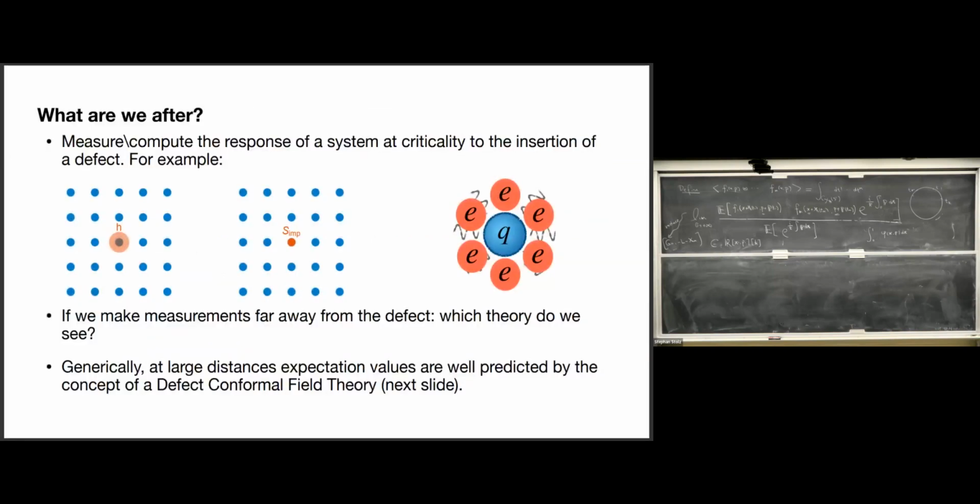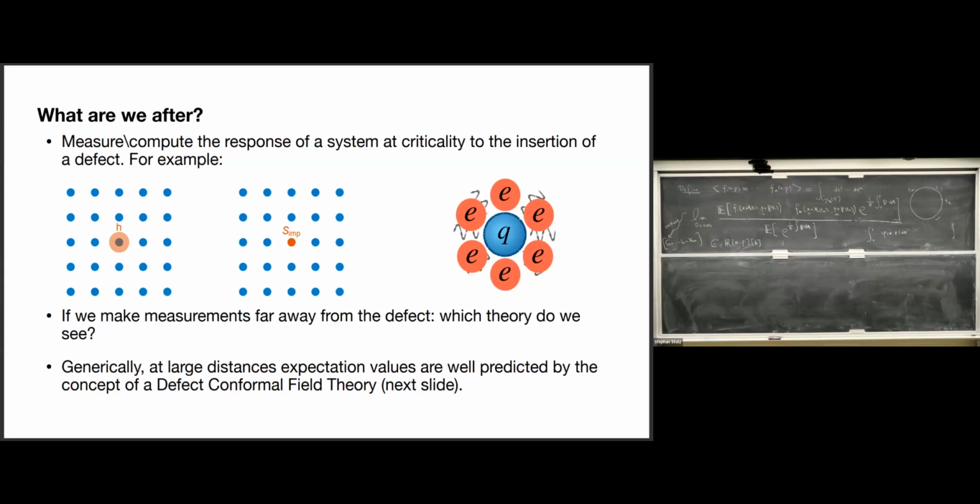And to better explain the motivation, let me elaborate on what we are after. We would like to measure or compute the response of a system that sits at criticality, namely some quantum critical system at zero temperature, for example, to the insertion of a defect. You can think I have some system at quantum criticality in condensed matter, and then I act with an external magnetic field, but localized at a point. This creates a line defect in space-time. Another example, I have again some lattice, and then I inject an impurity into the system, and I ask what is the response of the system to such an injection of an impurity.